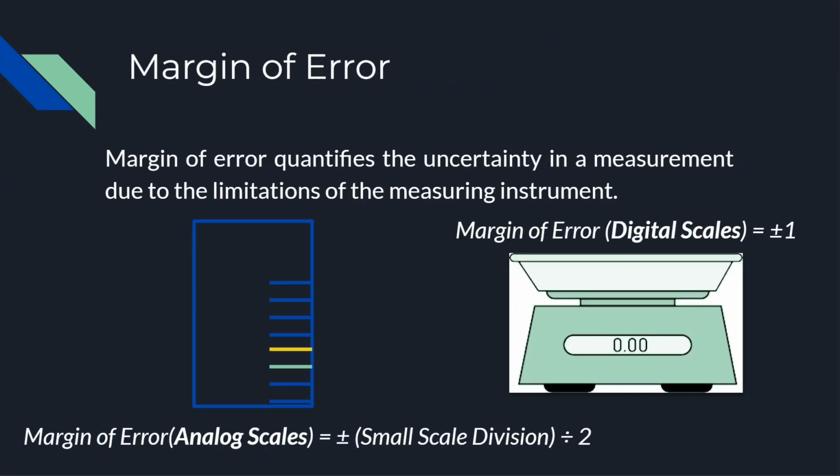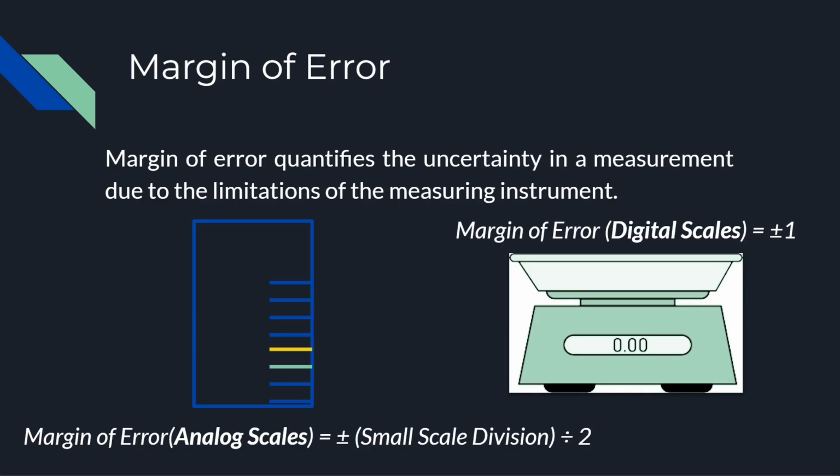To understand more about the error associated with a measurement, we need to understand the margin of error. The margin of error reflects the precision of a measuring instrument. For analog scales, the margin of error is based on the smallest scale division. In this diagram, it is represented by this green and yellow line. By dividing the smallest division by 2, we account for the uncertainty that arises when estimating a value between two marks.